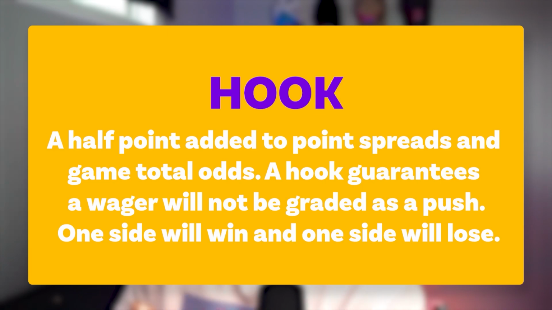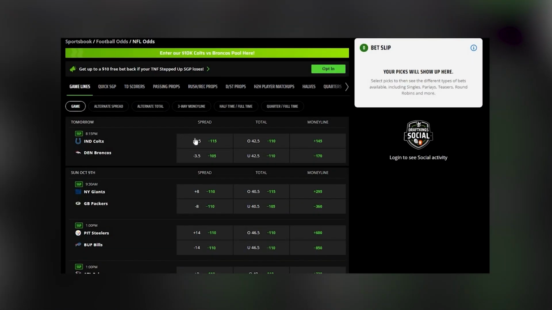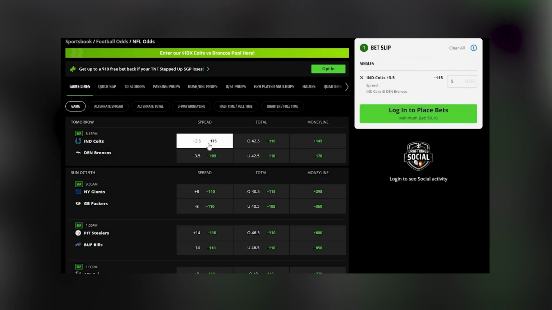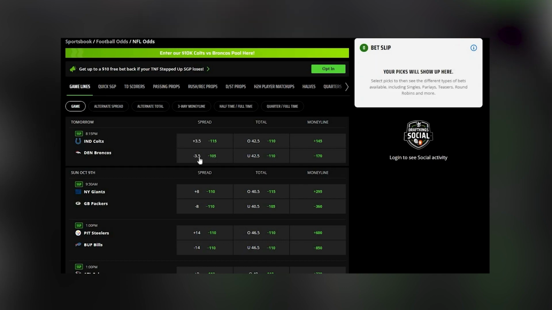The hook. A half point added to point spreads and game total odds. A hook guarantees a wager will not be graded as a push. One side will win and one side will lose. That's why I keep saying a team as a favorite might be minus 3.5 and not minus 3, because if a team wins by 3 and they're minus 3, then it's a push. But if it's minus 3.5, you can't win by half a point. So no matter what, one side is going to win, one side is going to lose. That half point to go from minus 3 to minus 3.5 is just called the hook.